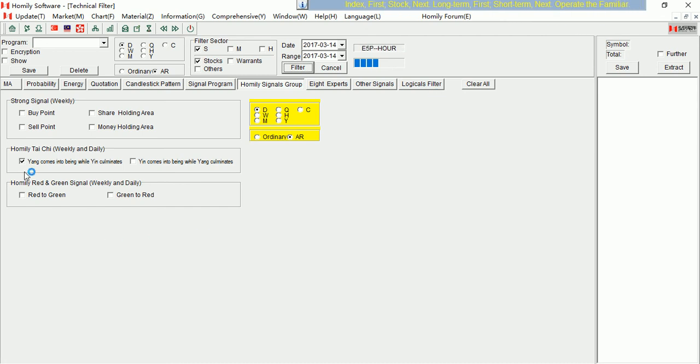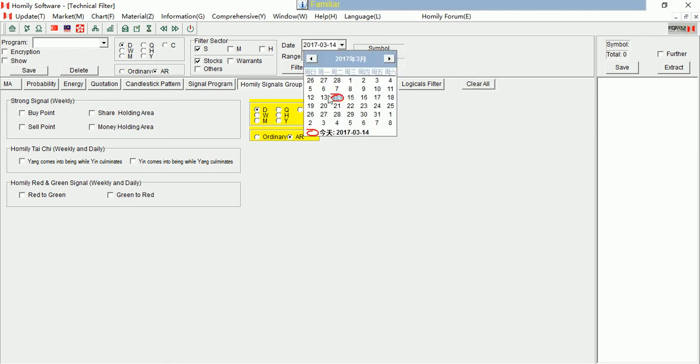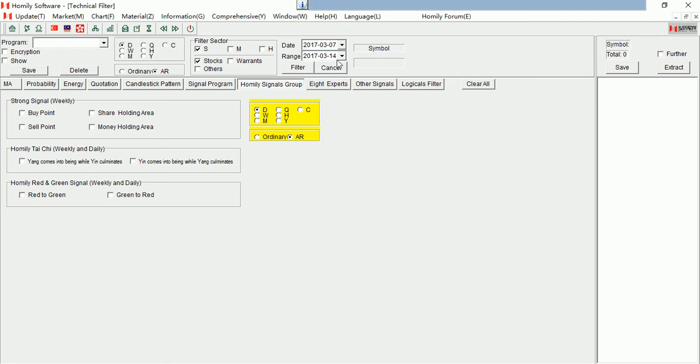Only one condition. Then we wait and see. Maybe recently so many stocks are so high, so no stock appears. But if you see the price drop, then some stocks will appear. So there's no stock. Okay, so let's click, maybe change the date.